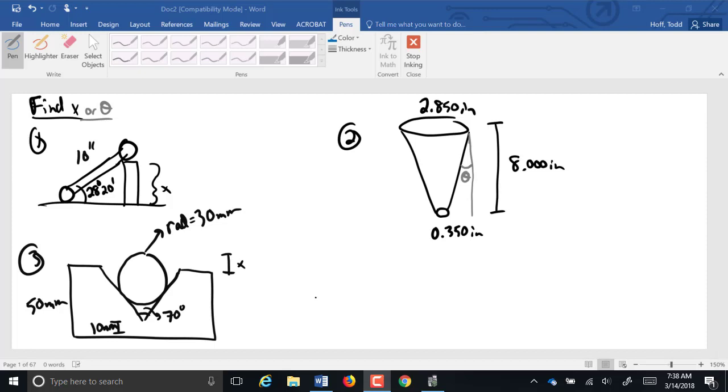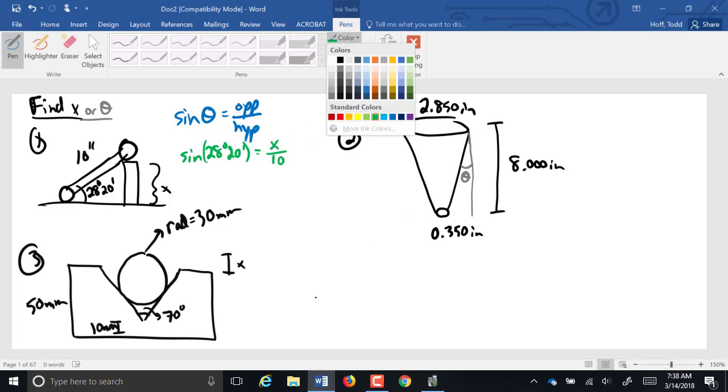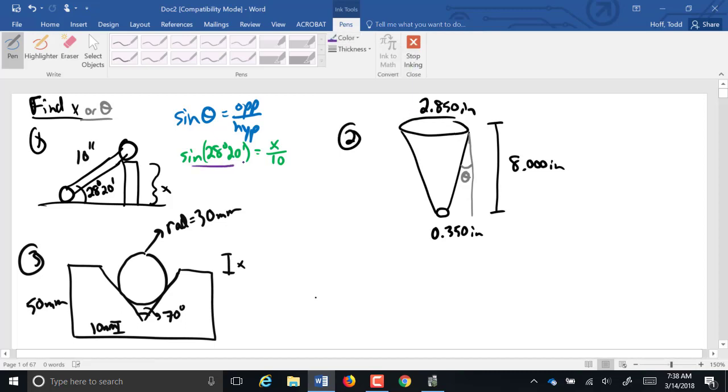Okay, so for number one, the sine bar, of course, it's called a sine bar because it uses the sine. The definition of sine is sine of an angle is equal to the opposite side over the hypotenuse. In this case, we have the angle, which is 28 degrees, 20 minutes. That's going to equal the opposite side, which is x, and the hypotenuse is 10. We are looking for a side.